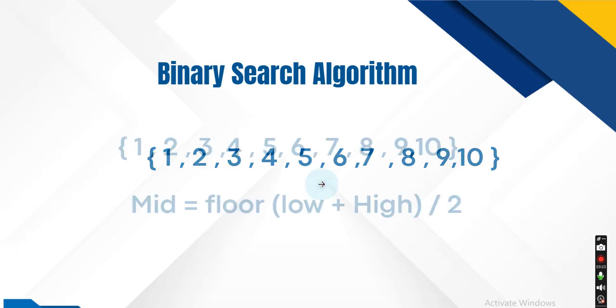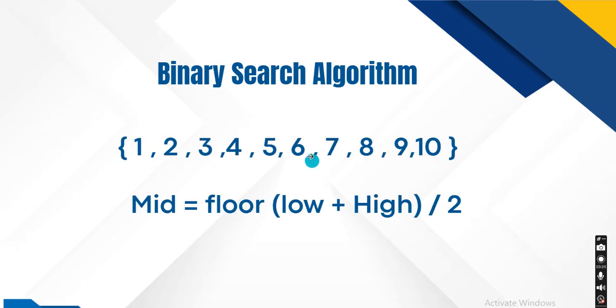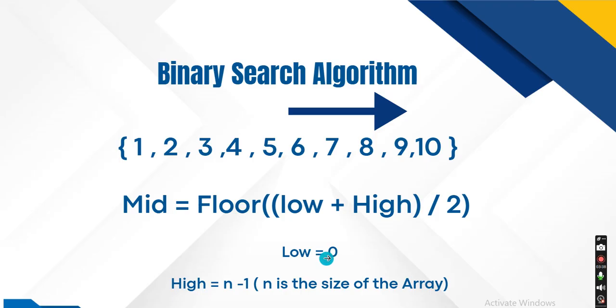Now, let us dive down into how we find the middle point. The middle index is equal to the floor of low plus high divided by 2. What is this low? Low is equal to 0 and high is equal to n minus 1. Remember that n is the size of our array. So I have 10 elements here, n is equal to 10. So for this array, high is equal to 9 and low is equal to 0.